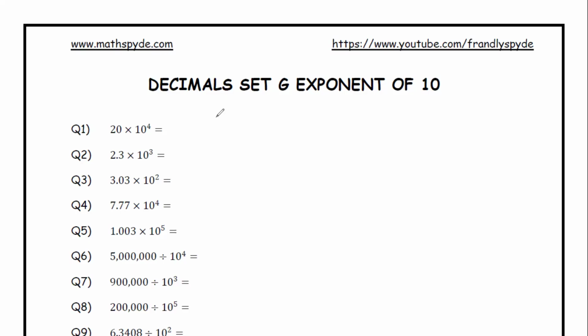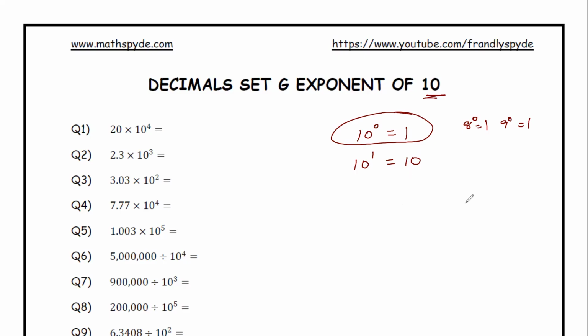So we're moving on to decimal set G, exponent of 10. Quick review: 10 to the power 0 is 1, and 10 to the power 1 is 10. For this one, remember, any positive number to the power 0, whether it's 8 to the power 0 or 9 to the power 0, they all become 1.